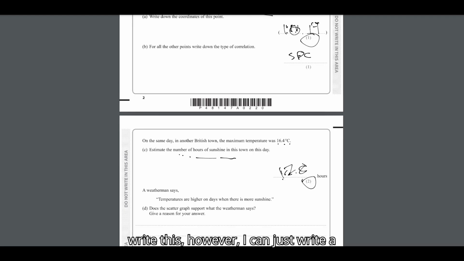I'm not going to write this out in full, however, I can just write a few notes. Strong positive correlation, SPC, as I said before, is what that meant. SPC, that is horrible. Let me just write that again.